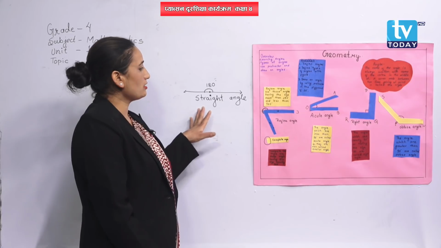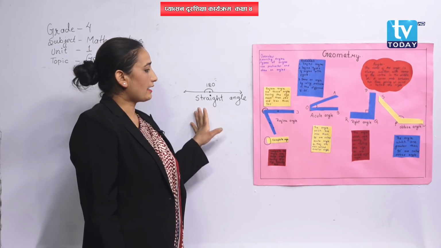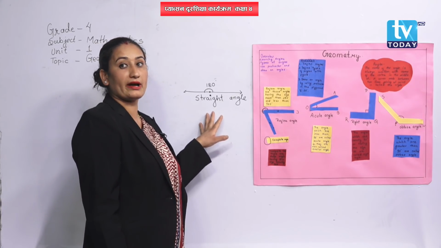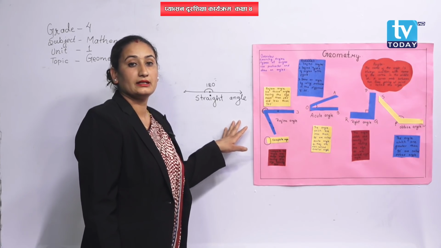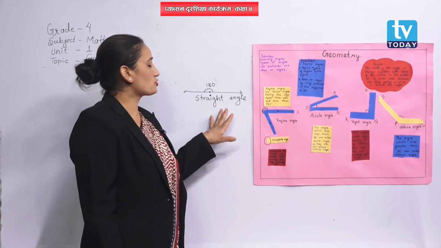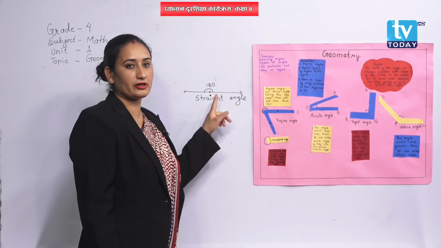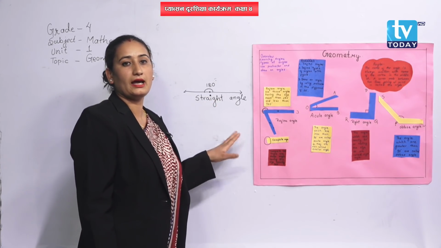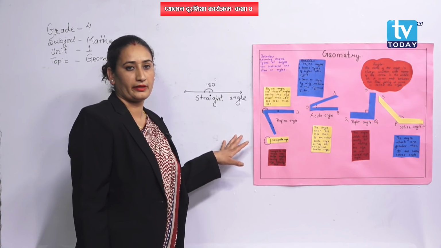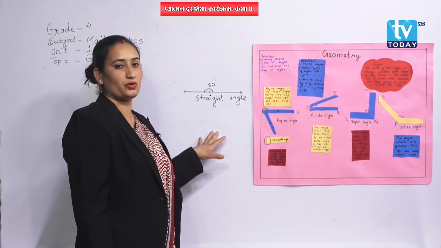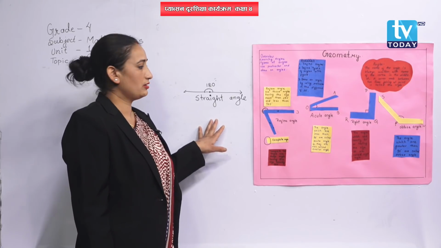So the angle having exactly 180 degrees is called a straight angle. Exactly 180 degrees is a straight angle. Have you written this one? Okay, you can write it.